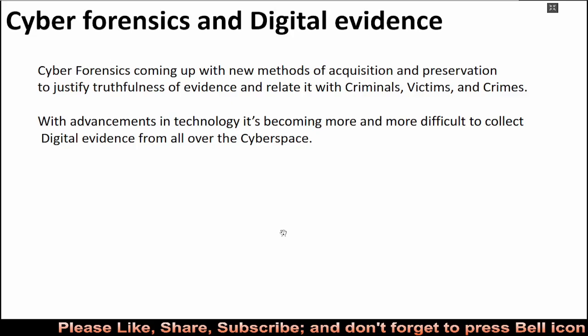So we are having this cyber forensics coming up with these things. With advancement in technology, it's becoming more difficult nowadays to get digital evidence from all over the cyberspace. When you say cyber forensics and digital evidence, it is difficult to collect the digital evidence, because forensics starts after collection of the digital evidence. When you seize the digital evidence, with the advancement of technology, it is becoming more and more difficult. Even if cyber forensics is coming up with new methods of acquisition and preservation of digital evidence, it is very difficult to acquire and preserve this digital evidence from all over the cyberspace.